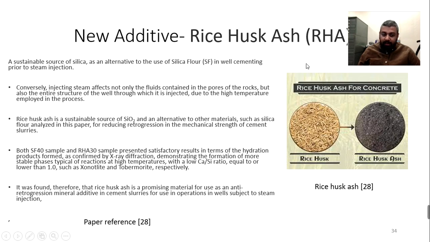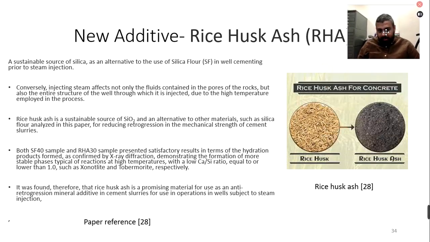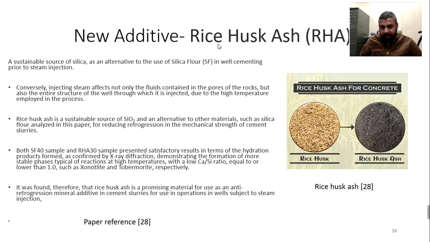Then we have another new additive, which is the rice husk ash. Rice husk ash basically is the waste of the paddy or rice. When we have rice production, the rice is covered inside this husk part. So the husk is separated and the rice is separated.